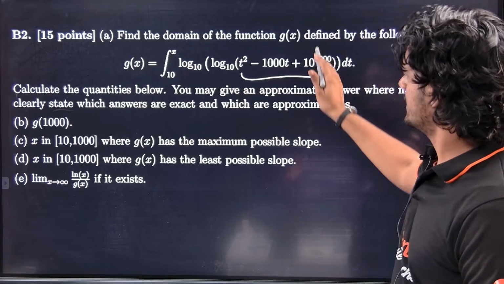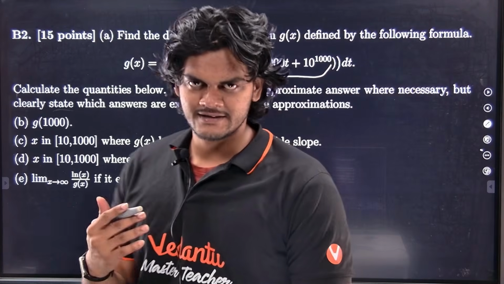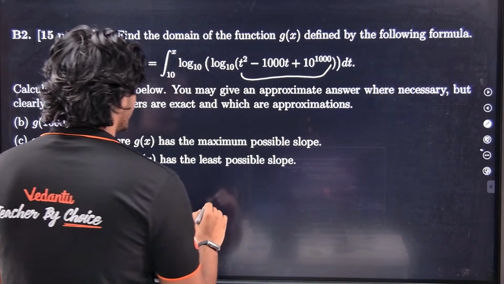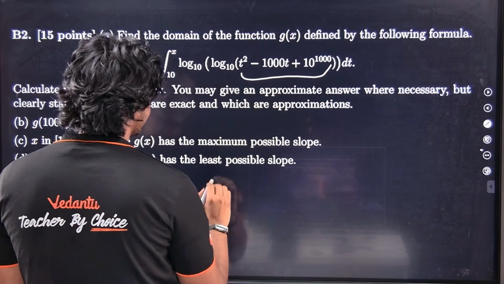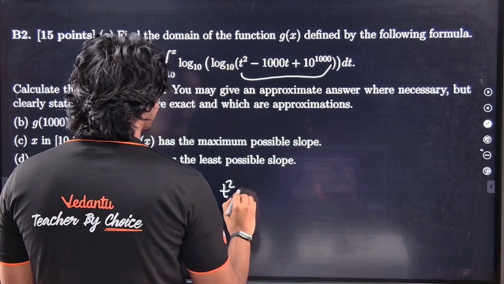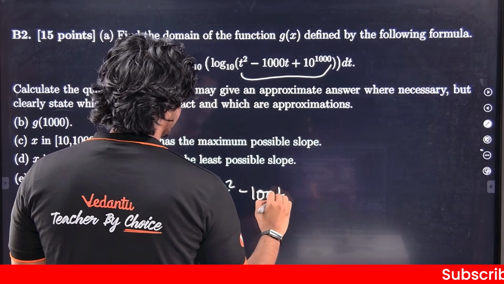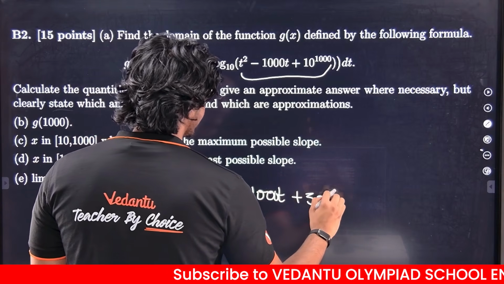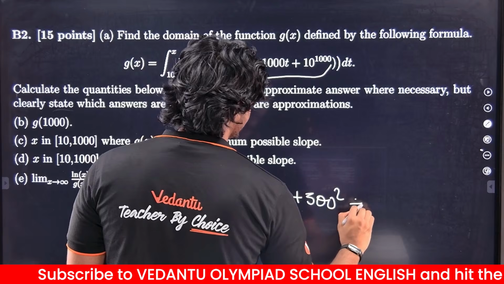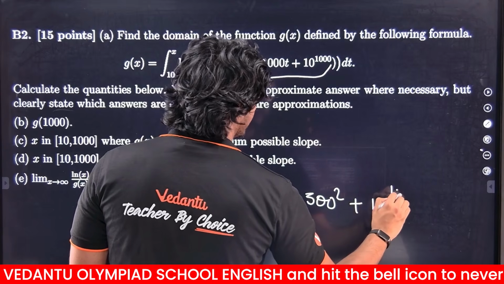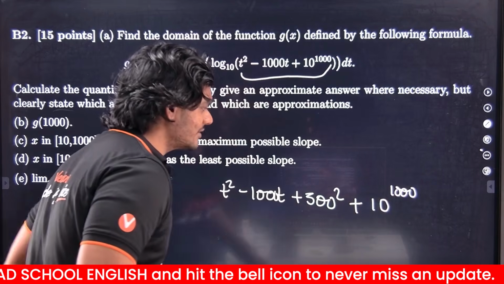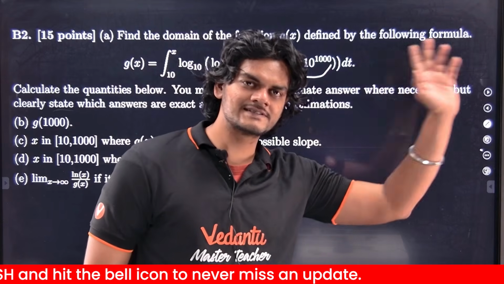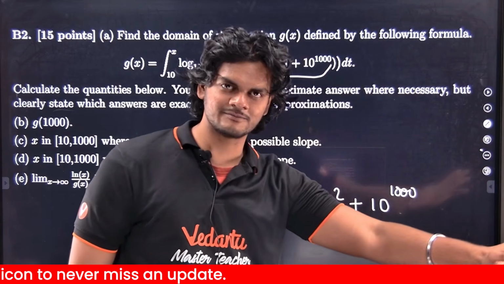Before all that, what is this? This is a quadratic, right? Just look at this, t square minus 1000 t, right? So I will need to add 500 square, and I'll need to subtract 500 square. So this is 10 power 1000. Do you understand what is 10 power 1000? 1 with 1000 zeros. It's such a huge number. It's a very big number, right?